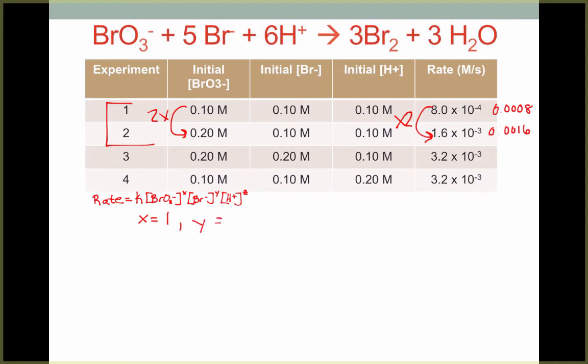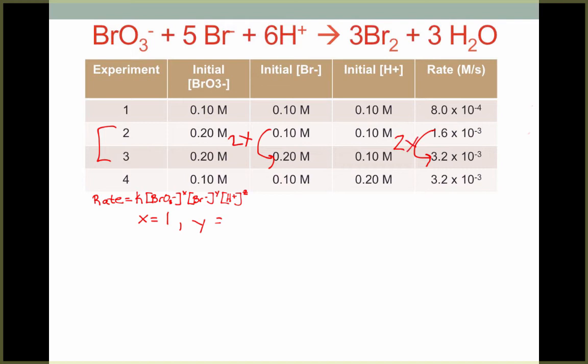Turning now to Y, here we need to find 2 trials in which the concentration of Br- changes and the concentration of the other reactants remains the same. So take a second and see if you can figure out which 2 trials we should use here. If you said trials 2 and 3, you're correct. In trials 2 and 3, notice that BrO3 is constant and H plus is constant, but Br minus doubles. Looking at our rate, again, we see that the rate has doubled.